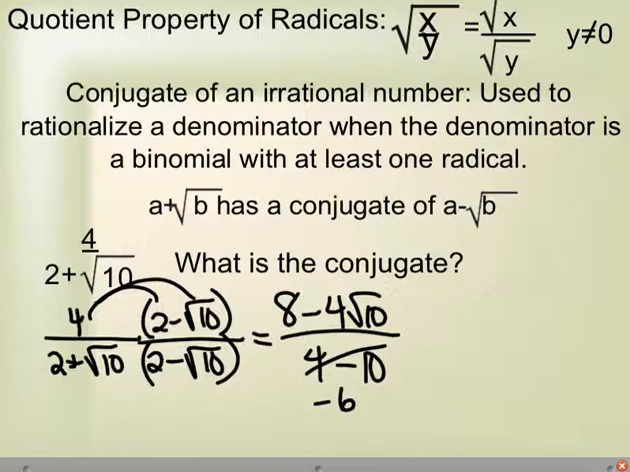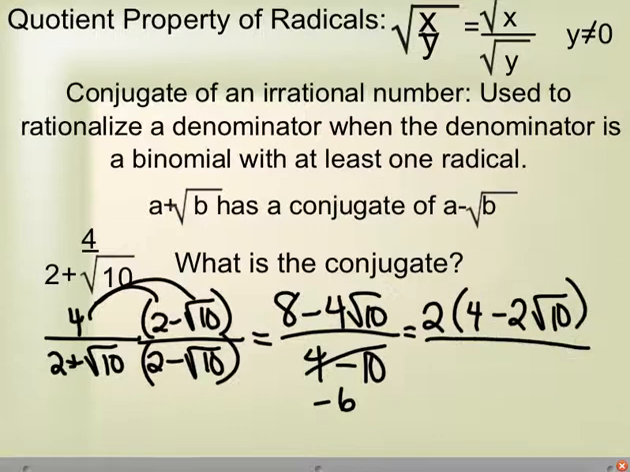Now we look at this and I see 8, 4, and negative 6. They all have a factor of 2, so I'm going to actually factor here, get it a little simpler. So I'm going to factor out a 2 and get 4 minus 2 root 10 over negative 6, which means I can simplify this to negative 3 on the denominator. And I get an answer of 4 minus 2 root 10 over negative 3. So make sure that you're factoring and simplifying as well.